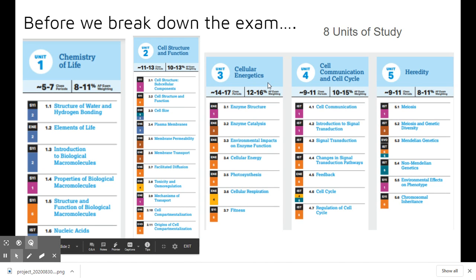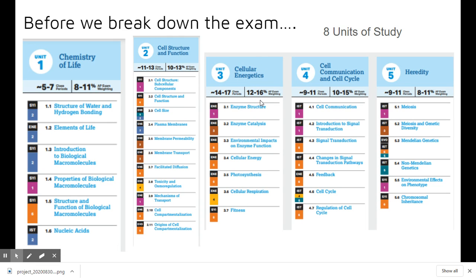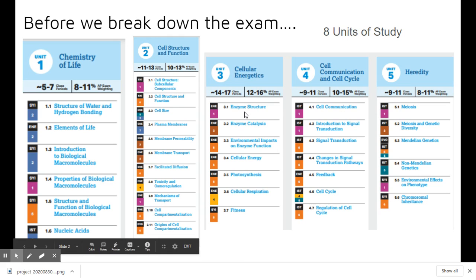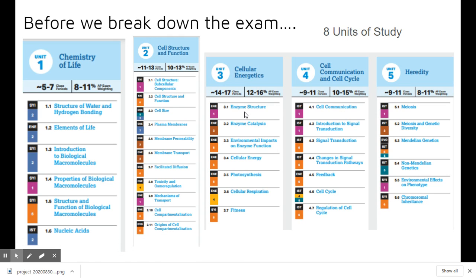Moving on to unit 3, this will be a larger percentage of the exam, 12 to 16%, and you can see there are 7 subtopics. In unit 3, we're really building on what we've learned in unit 2, and you're applying what you know about structure and function in cells to focus on how cellular energetics work and how energy is captured and used within the cell.